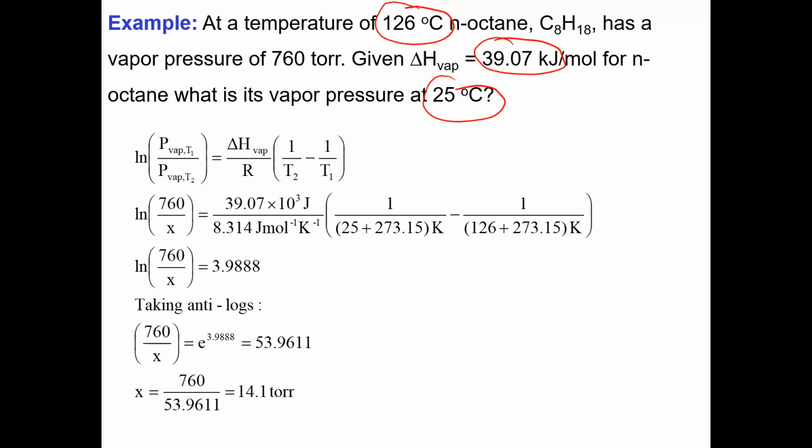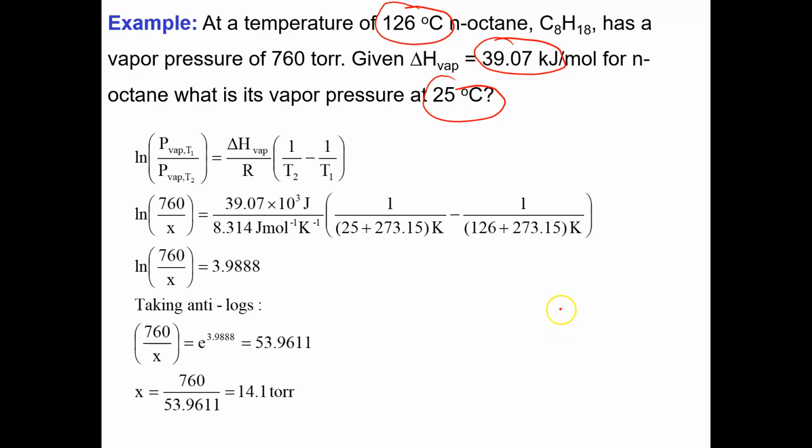This question says at a temperature of 126 degrees Celsius, n-octane has a vapor pressure of 760 torr. So that is what we call the normal boiling point. Given that the enthalpy of vaporization equals 39.07 kilojoules per mole for n-octane, what is its vapor pressure at 25 degrees Celsius? So the first thing is that 25 degrees Celsius is a lot cooler than 126.